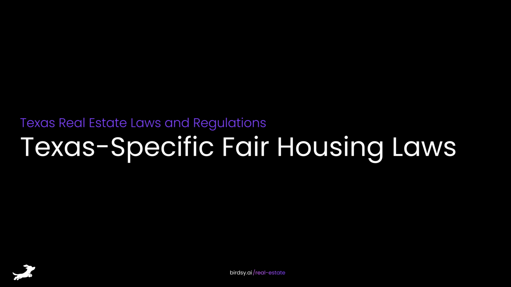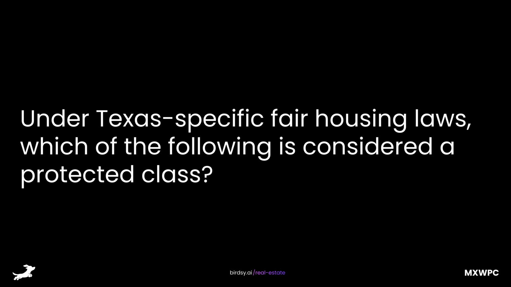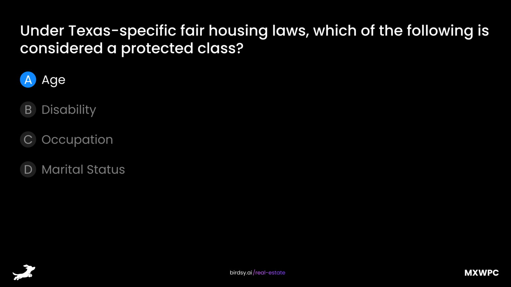Texas-specific fair housing laws. Under Texas-specific fair housing laws, which of the following is considered a protected class? Is it A, age, B, disability, C, or D, marital status? The answer is B, disability.